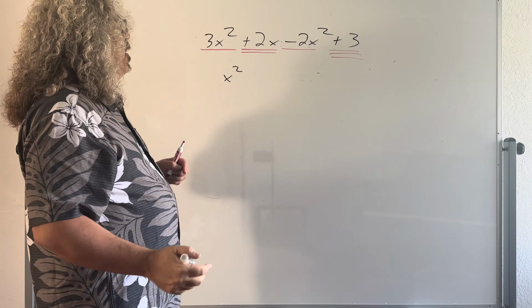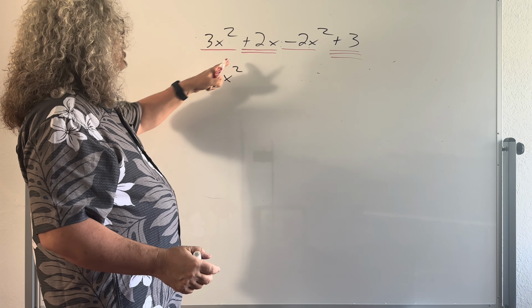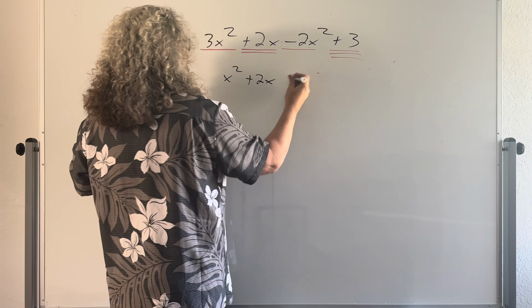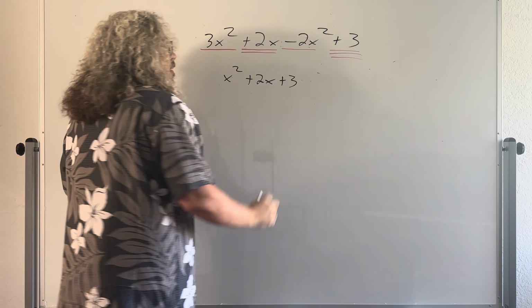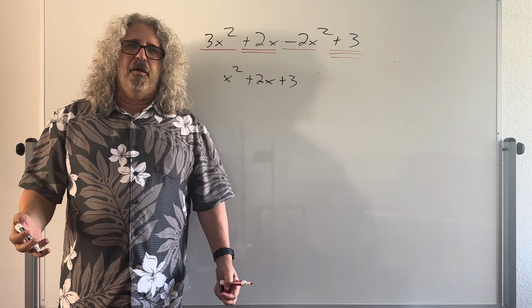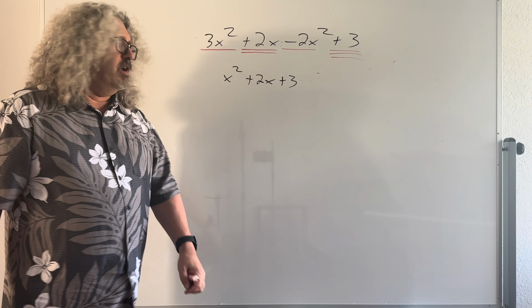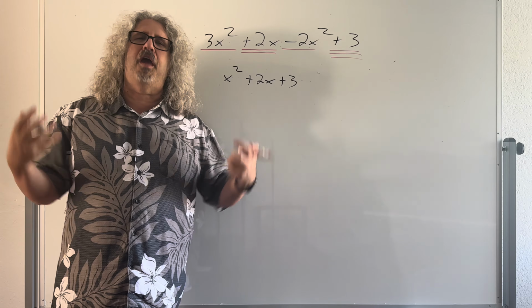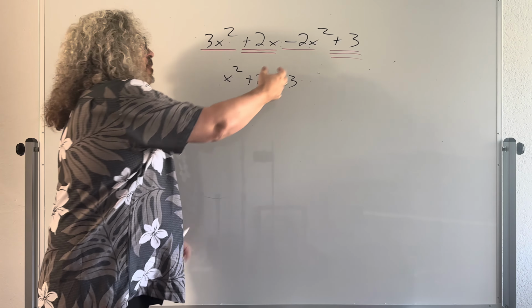Well, what do I do with the rest? Well, you can't combine the x, so you just copy him. And you can't combine the 3, so you just copy them, okay? If they don't have the same letter, same exponent, it's like apples and oranges. It's like cars and kangaroos. They just don't mix. You can't put them together. You just lay them out, and I'm done.